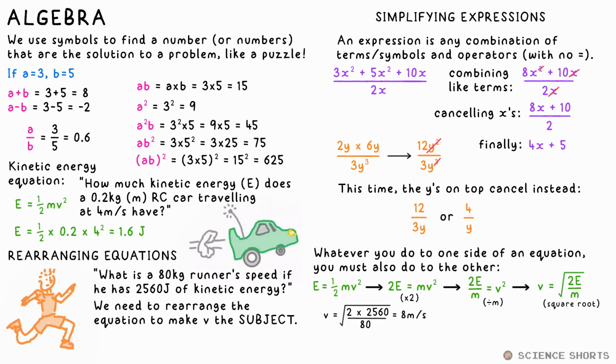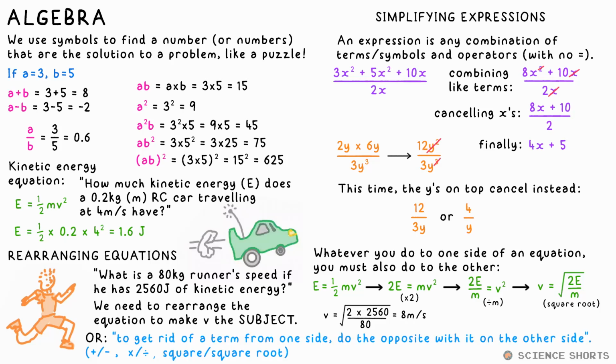So if the runner weighs 80 kilograms and he has 2,560 joules of kinetic energy, we just pop the numbers in the place of the variables and his speed turns out to be 8 meters per second. The shortcut for rearranging is this though. To remove something to the other side of an equation, do the opposite with it. So if we're multiplying by something on one side, we divide by it on the other, and vice versa. If something is being added on one side, we subtract it from the other side. Squared on one side, square root on the other, and so on.